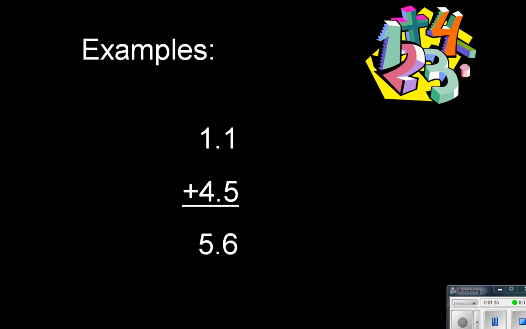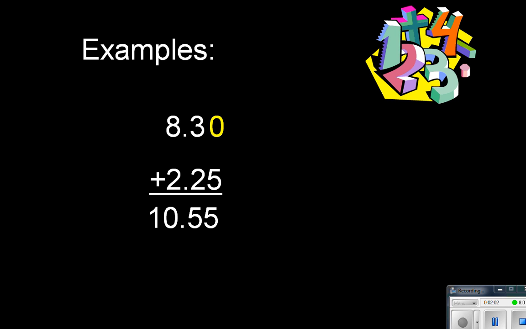Let's look at the first example, 1.1 plus 4.5. The main thing you've got to look at is, of course, your decimals here. You're going to bring the decimals straight down to the bottom. You're going to, of course, start here at the right. 1 plus 5 is 6. 1 plus 4 is 5. So the answer would be 5.6.